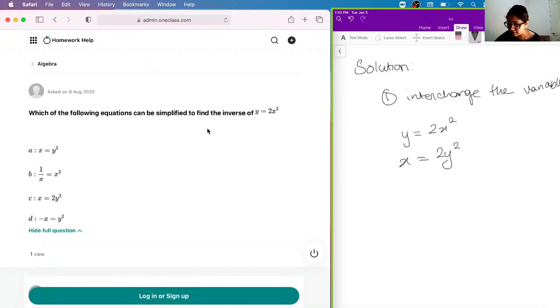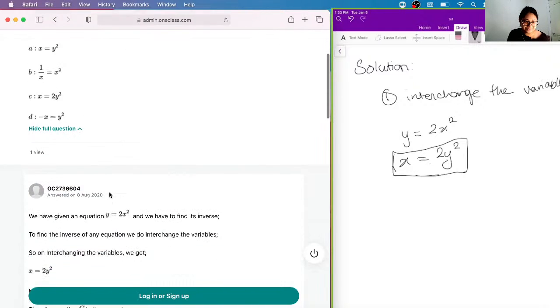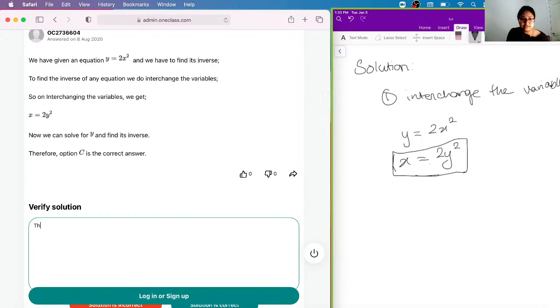Since we're trying to find the inverse, in the original case it was y equal to something, and in this case x is equal to something, so this is the inverse of that function. This is the inverse of y equals 2x squared, and from the given options it looks like it's C. Yes, so this is correct.